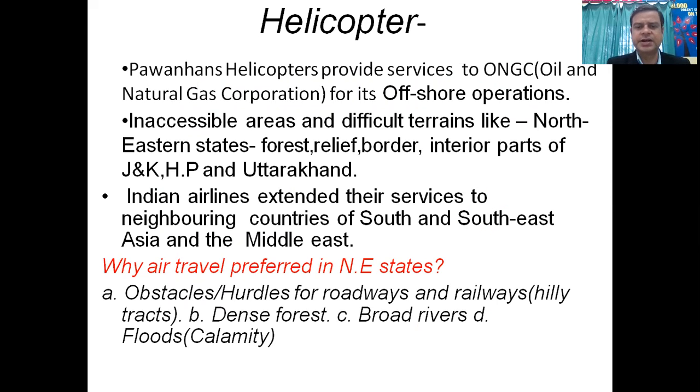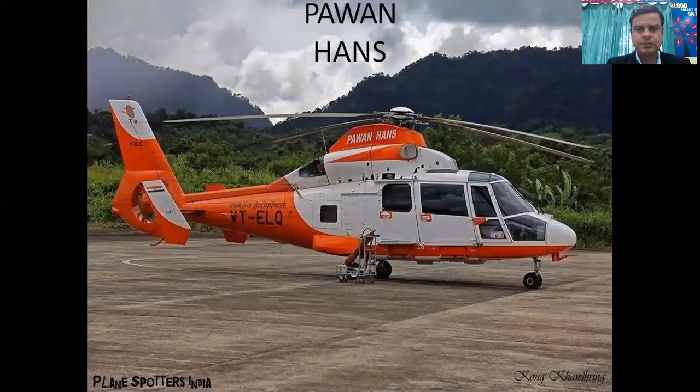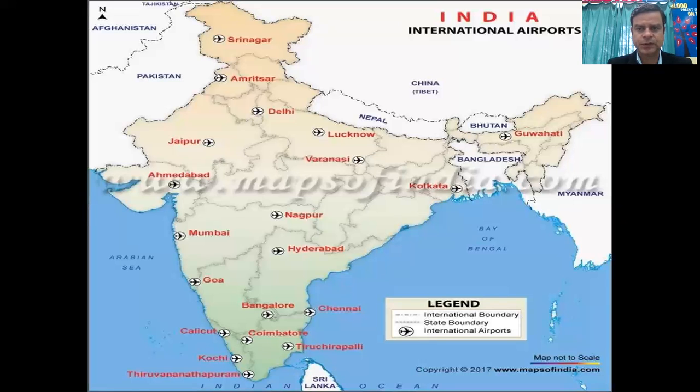Indian Airlines extended their service to neighboring countries. Nowadays it is everywhere: South and Southeast Asia and the Middle East. This is a picture of Pawan Hans. These are some international airports. In about every state, we have an international airport.